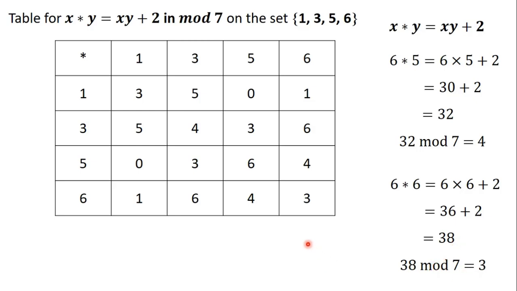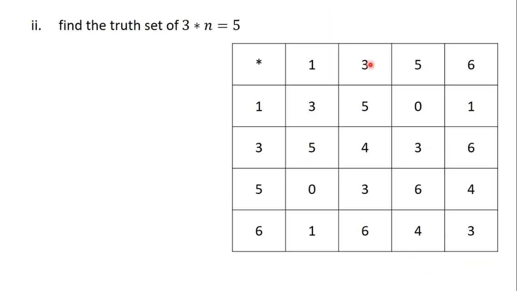We have now completed the table for star, which is defined as x star y is equal to xy plus 2 in mode 7 on the set 1, 3, 5, 6. The next part of the question says that we should use our table to find the truth set of the equation 3 star n is equal to 5. We are going to do that in the next video. So see you in the next video, and let's continue solving the question.